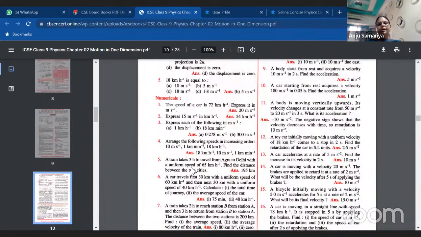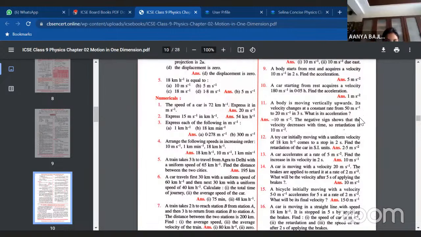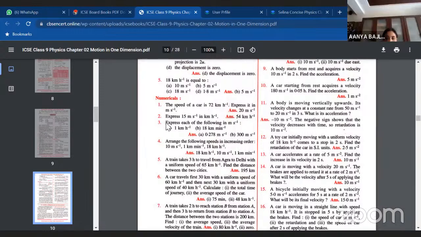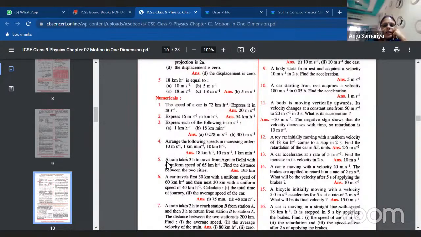So how do we convert kilometer per hour into meter per second? Five upon 18. Yes, multiply with 5 upon 18. And meter per second into kilometer per hour? 18 upon 5. Okay. Do question number 5 of the numerical.